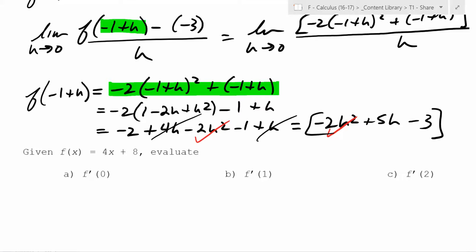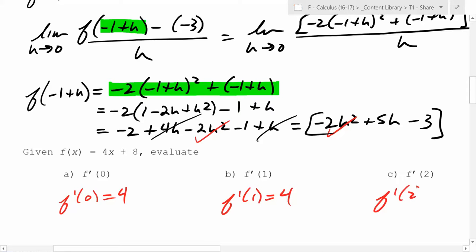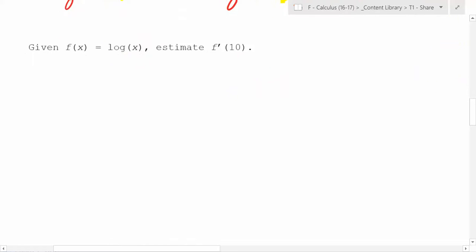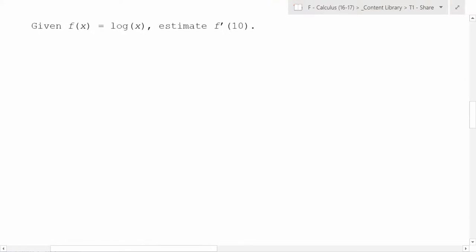The definition of the slope is the rate of change, right? So what's f prime of 0 for this one? 4. What's f prime of 1? 4. What's f prime of 2? That's the whole definition of a line, that the average rate of change is what? The same everywhere. It's the same number because it's the coefficient. Oh, look at that. It's the same thing. Okay. Oh, that's a good one right there.